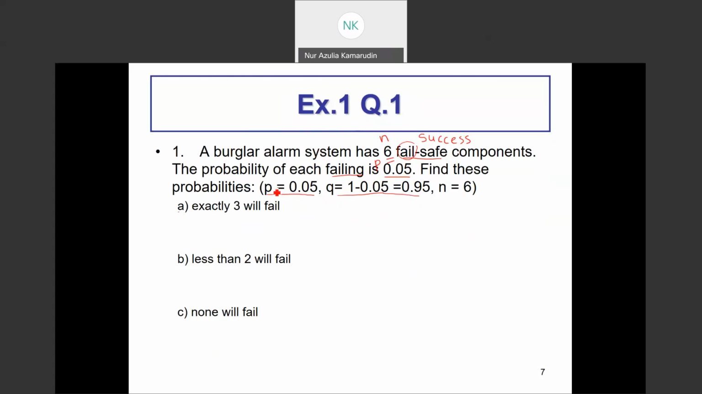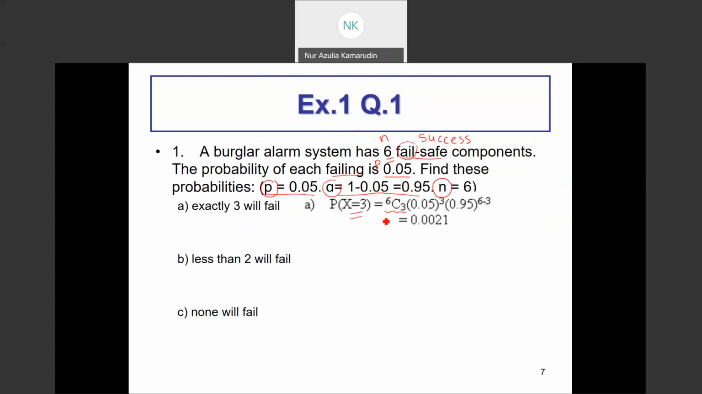So you have your P, 0.05. Probability of each failing, but this is considered as your success. So again, P is referring to your probability of success. Q is the complement of your P, of course, and you also have the N. There are 6 components here. So you want to find exactly 3 will fail, right, x equals 3.